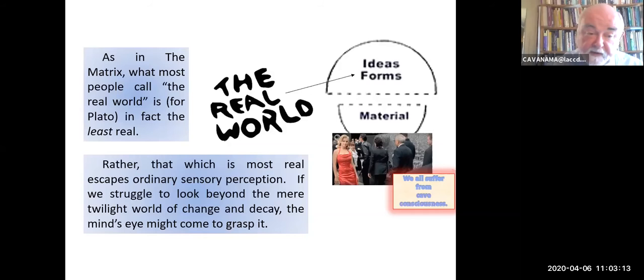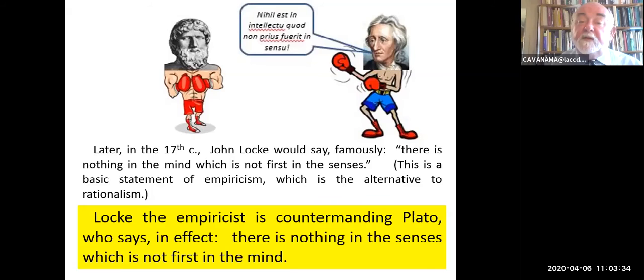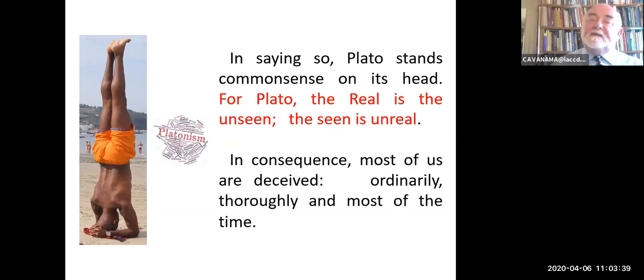There ain't no way, says Plato, to hide your lyin' eyes. So his big takeaway from this realization is going to become characteristic of the rationalist movement in philosophy. We need to learn to mistrust what our senses seem to teach us. Now, when John Locke comes along, he's going to counter Plato, and we'll see this when we get to that section. But in saying what he says, Plato stands common sense on its head, because for Plato, the real is what we don't see, and the stuff we see is the least real. That's backwards for most of us.